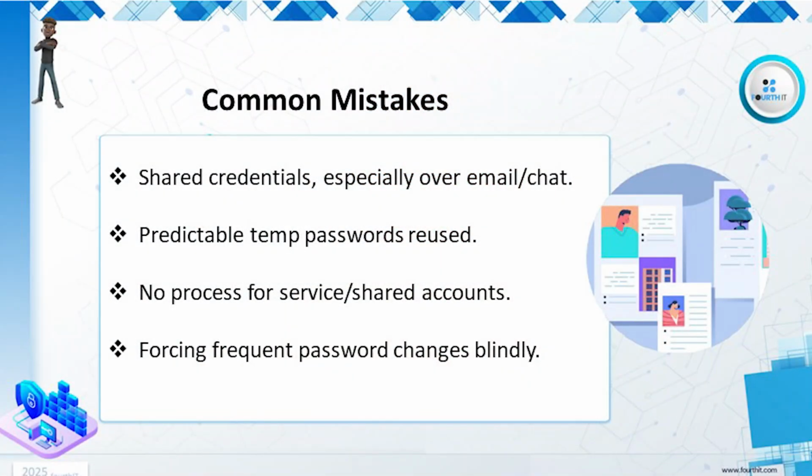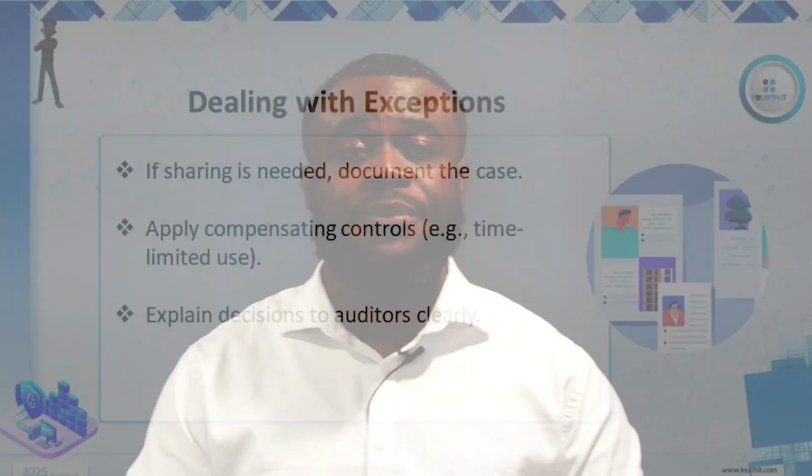Now, some common mistakes to watch out for are: sharing credentials by insecure email, one-size-fits-all temporary passwords, leaving default credentials unchanged, having excessive forced password changes that could lead to weak password practices, and no exception process for genuinely shared or service accounts. If exceptions are necessary, document them. Assess the risks and apply compensating controls as and when you need them. And I'm sure you know what compensating controls are: controls that we put in place because we don't have the actual controls.